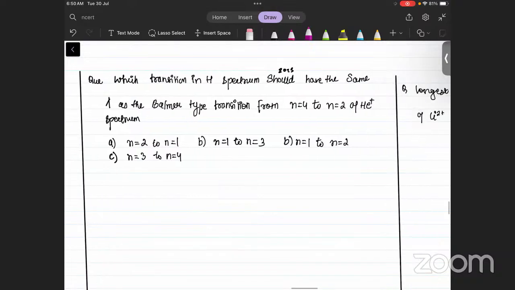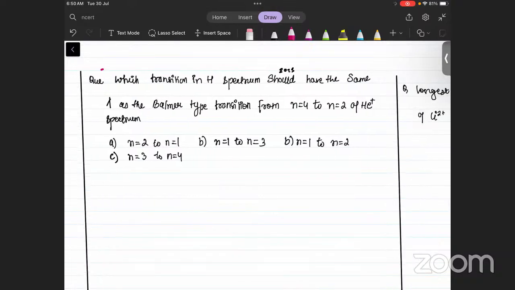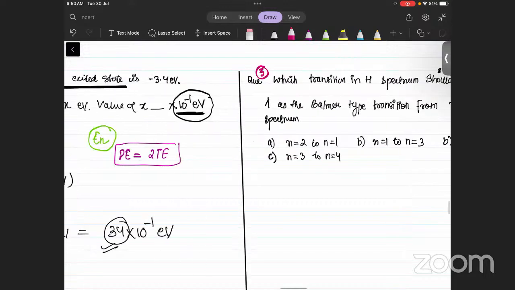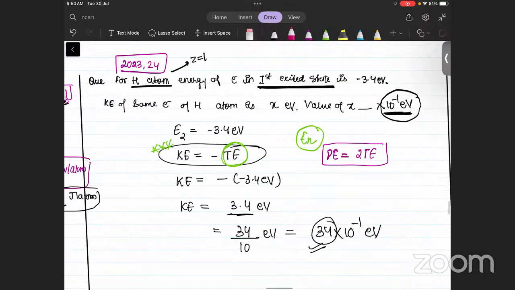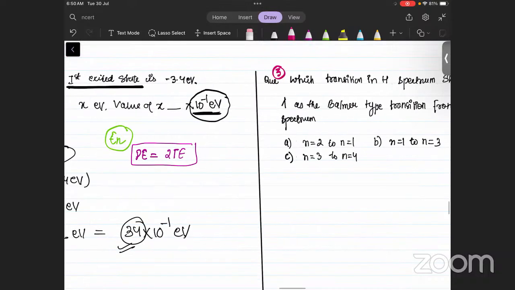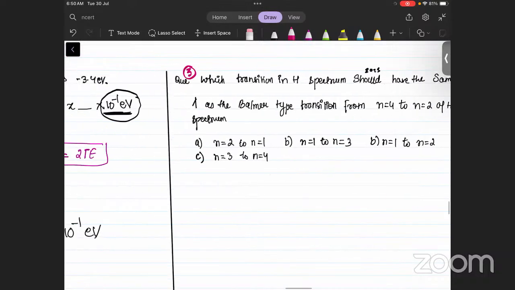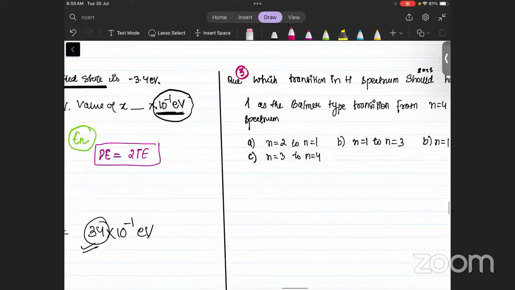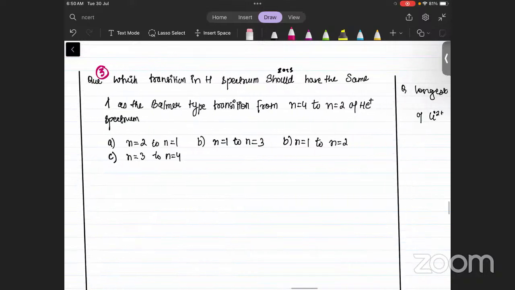6.8. Who was this, potential 6.8? Potential energy. Okay, you are telling for this question. Okay, no problem. Now do this third question.